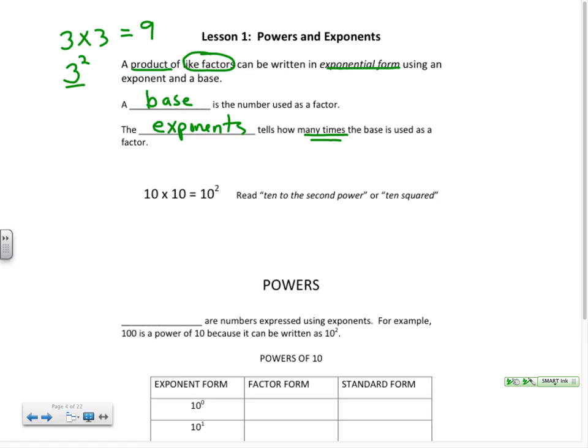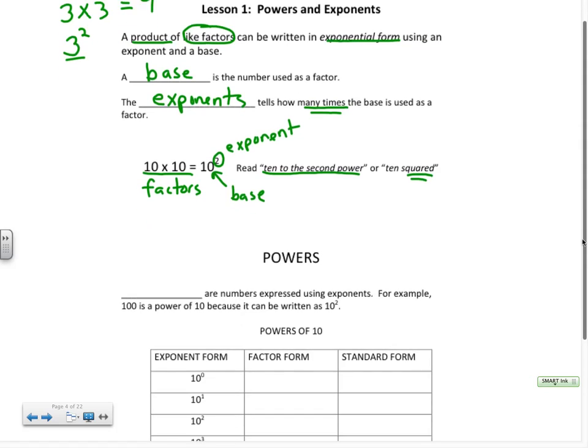So for example, we have 10 times 10. These are our factors. Written in exponent form would be 10 to the second power. Our 2 tells us we multiply that 10 by itself 2 times. And then our 10 is called the base. We can read this 2 different ways, 10 to the second power or 10 squared. So whenever anything is to the second power, another way of saying that is squared.